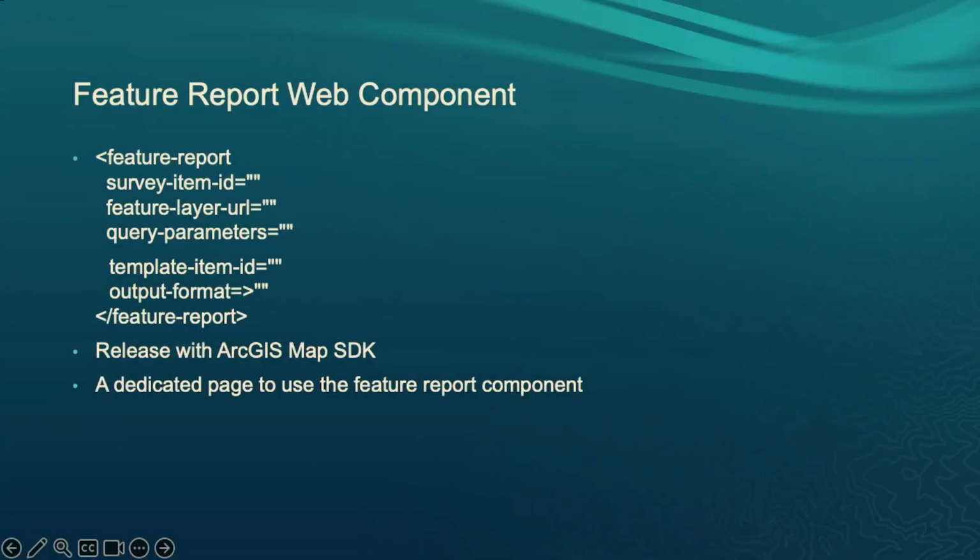Okay, yes. We are in the progress of developing a feature report web component. With a component, we could generate and manage the report with a simple HTML tag like this. The tag name is feature report, and there are some required parameters: the survey item ID, feature layer URL. And with the query parameter, we could define which features we want to print by setting the where clause or object IDs.